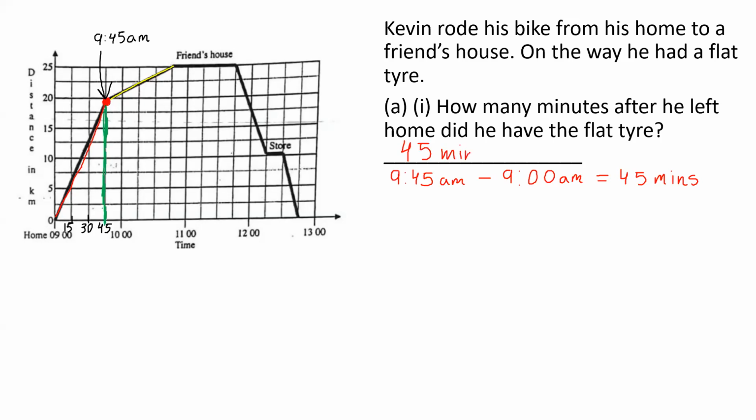Yes, sir. The rest of you, do you understand how I got 45 minutes? Yes, sir. Good. So we start at 9 o'clock, right? And then he had the flat tire at 9:45, right? And so the amount of time it took him to get the flat tire is 45 minutes because he started at 9 o'clock and he had the flat tire at 9:45. That's the duration of time. That's how long it took him before he got the flat tire.